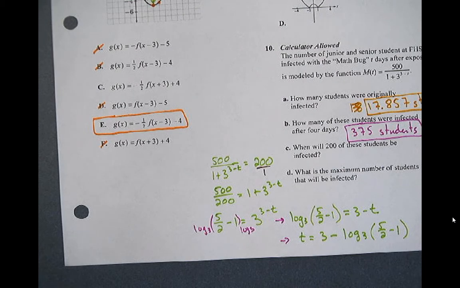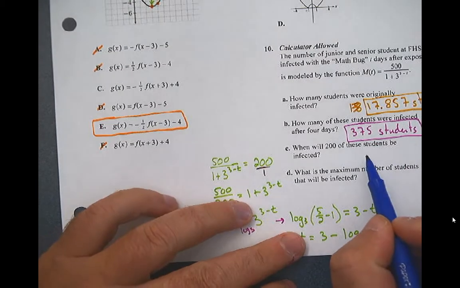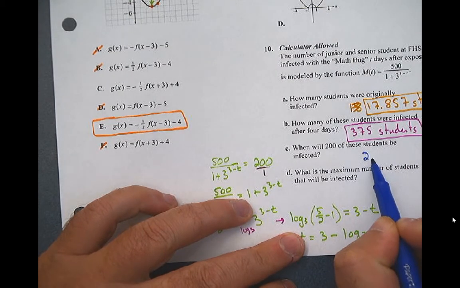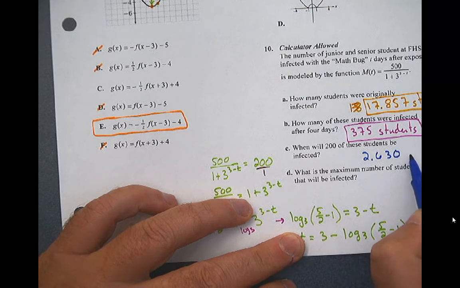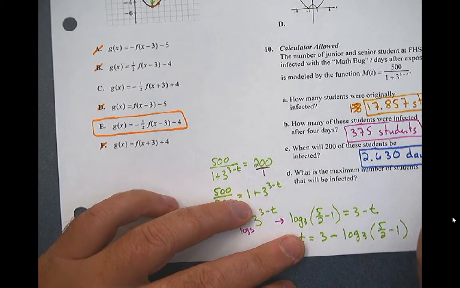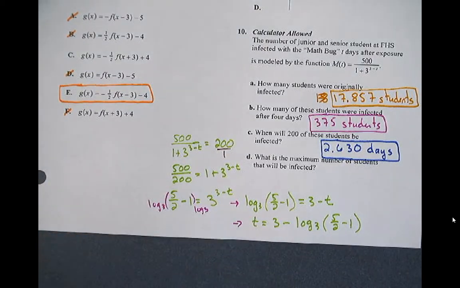So what did we discover? When will 200 of these students be infected? We don't say approximately. We say 2.630 days. According to our answer, they didn't say about how many days. Then we could say approximately. They said how many. And so this is what we've got as our best answer.